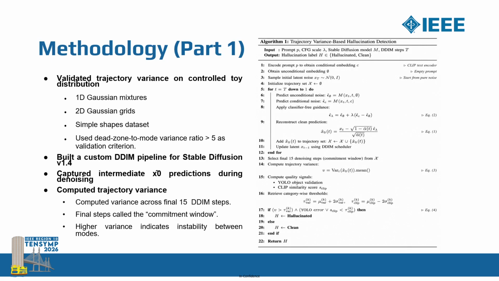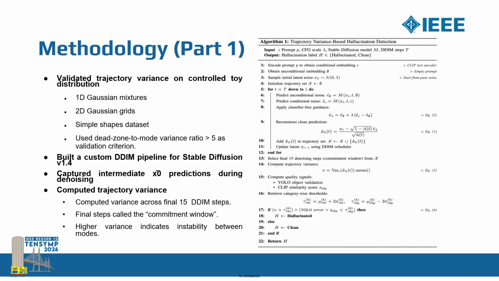Before applying this to real Stable Diffusion generation, we first validated trajectory variance on controlled toy distributions, where we know the ground truth exactly: 1D Gaussian mixtures, 2D Gaussian grids, and simple shape datasets. Our validation criterion was a dead zone to mode variance ratio greater than 5, and it passed in every single case. Then we built a custom DDIM pipeline for Stable Diffusion version 1.4.